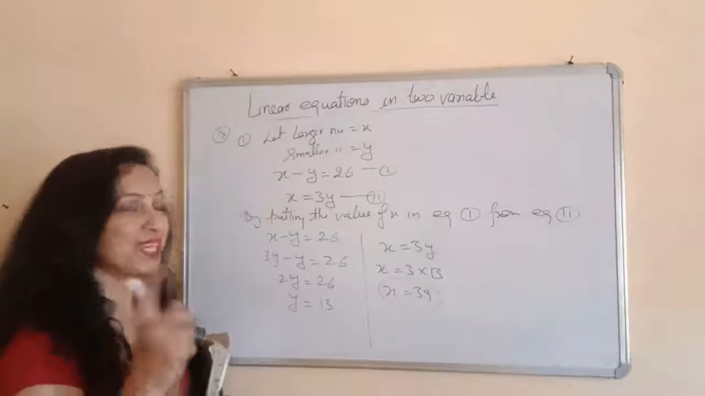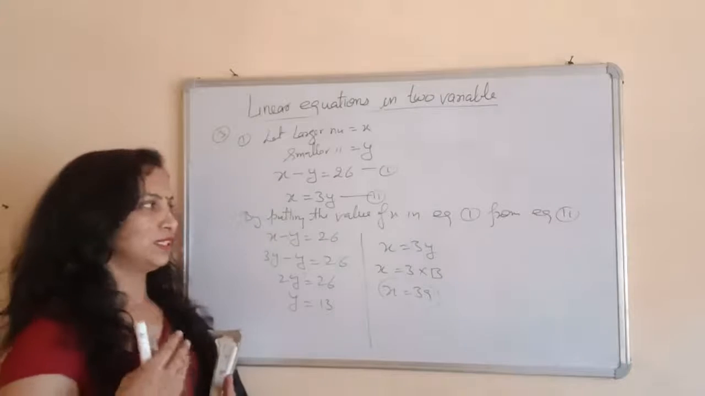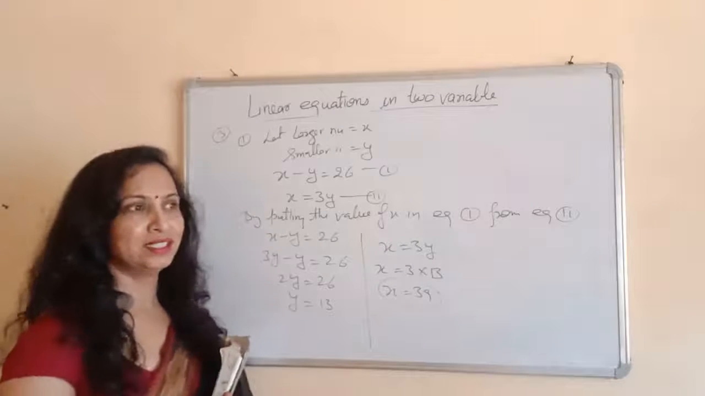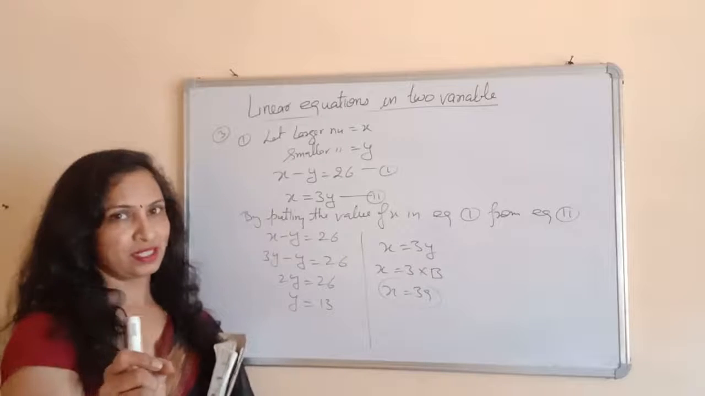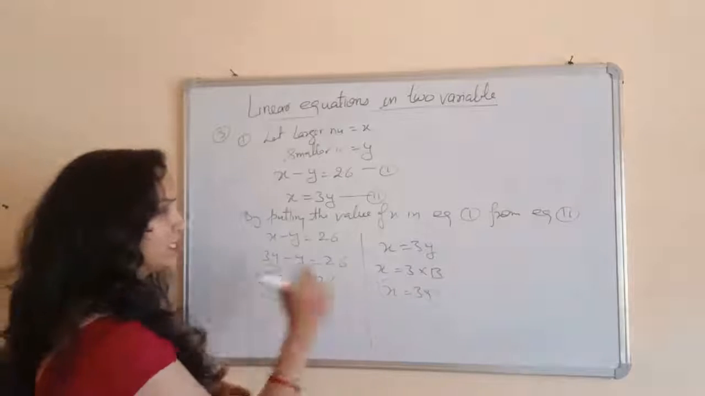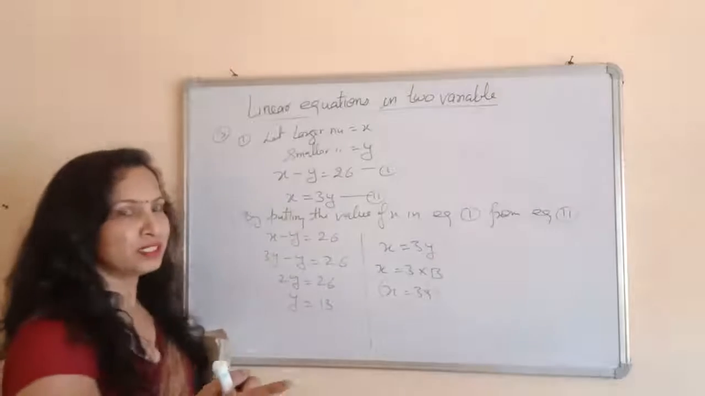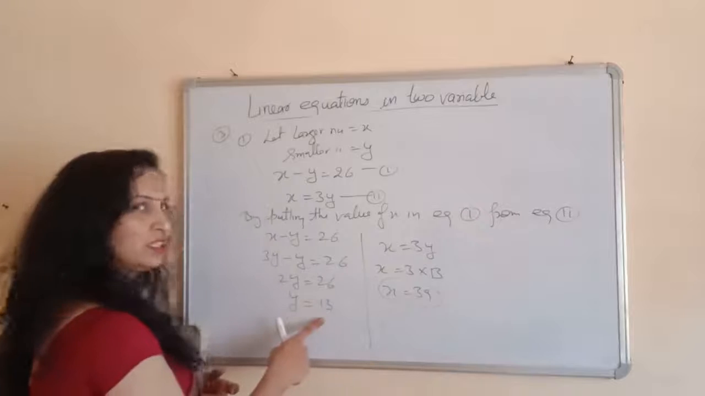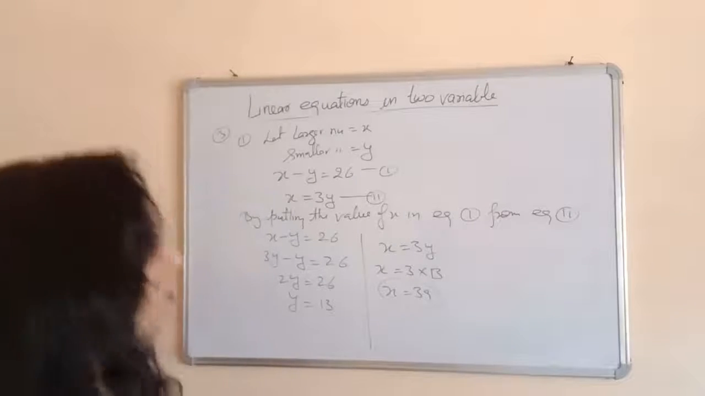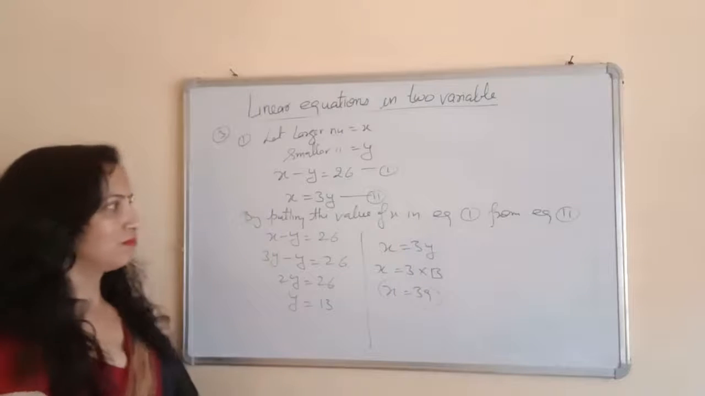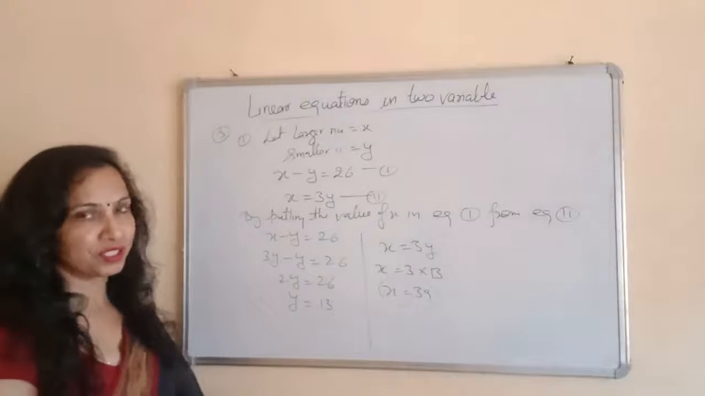You can check your answers, whether they are correct or not, by putting the values in the equations. Like it is given that the difference of the numbers is 26. So is the difference between 13 and 39 equal to 26? Yes, it is. And one of the numbers is 3 times the other. So is it 3 times this one? Yes. It means we have done the correct part. So this is the first part of question third.